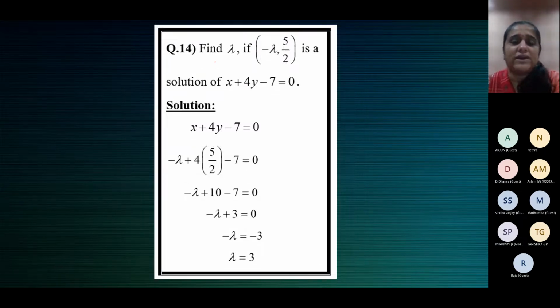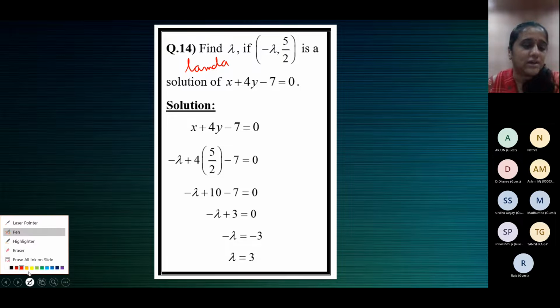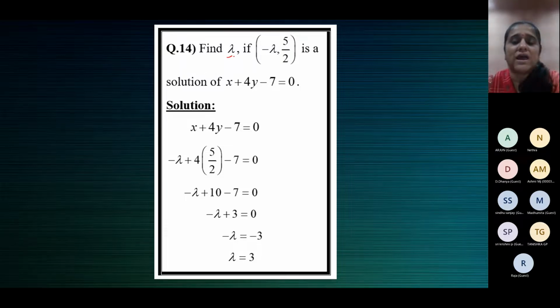So same thing here. Find lambda. I told you the other day, it's pronounced lambda. I said I don't know the spelling. I still don't know the spelling. I didn't check. So it's pronounced lambda.